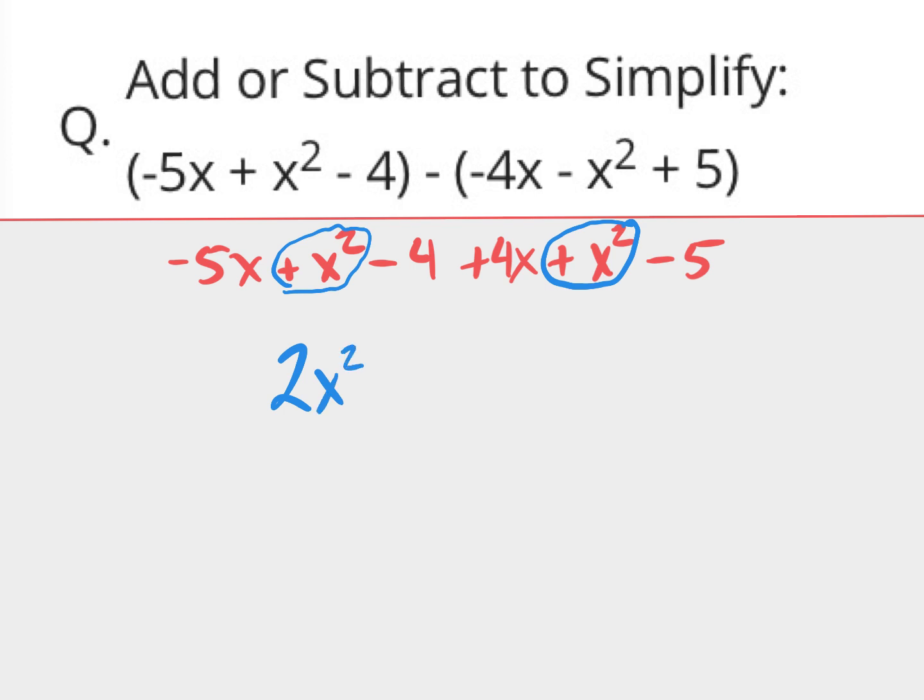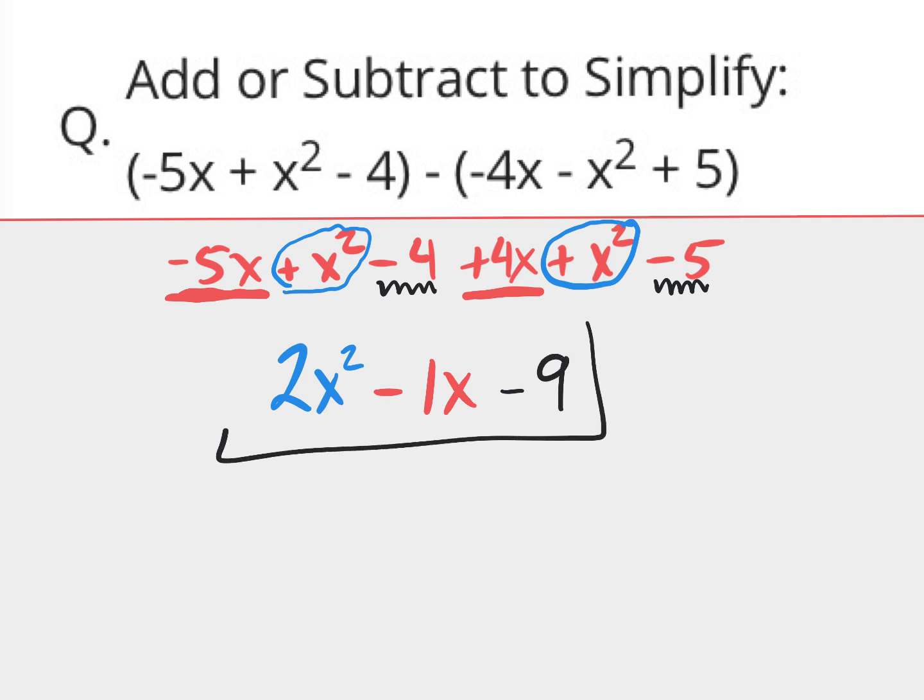And then I move on to my regular x's. Well, I have a minus 5x right here with a plus 4x right there. In our heads, we think, if I owe $5 and I have only $4, I'm still going to owe one of those dollars, in this case, one of those x's. And last but not least, we have a minus 4 that we could do with a minus 5. Minus 4, minus 5, you owe 4, you owe 5, you're going to owe 9 altogether.